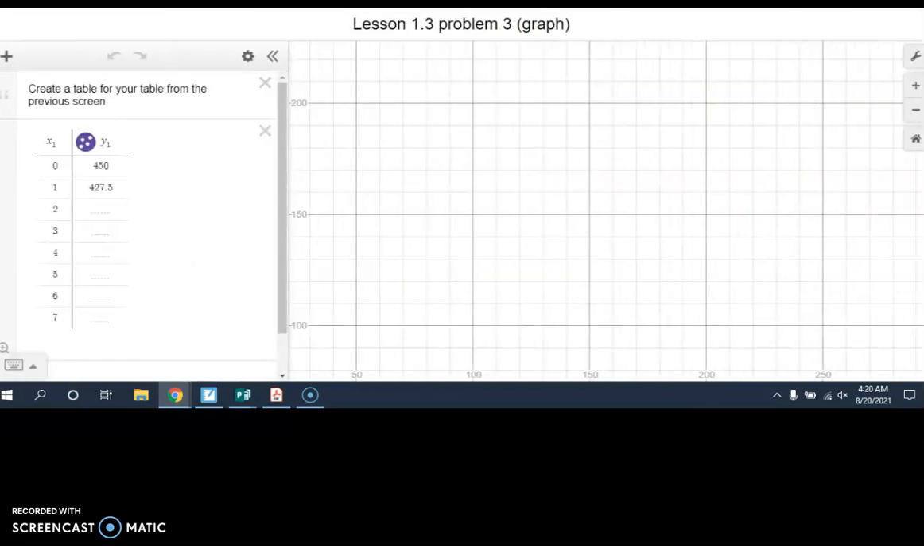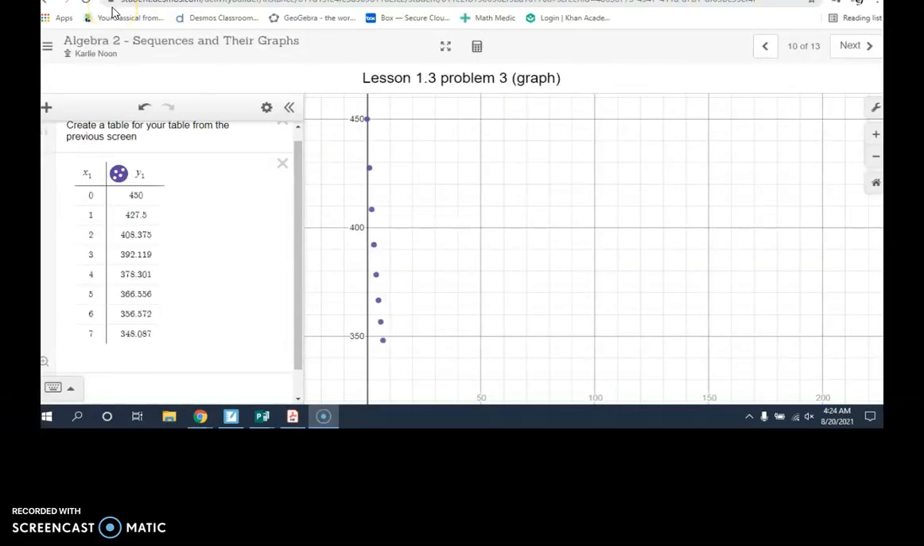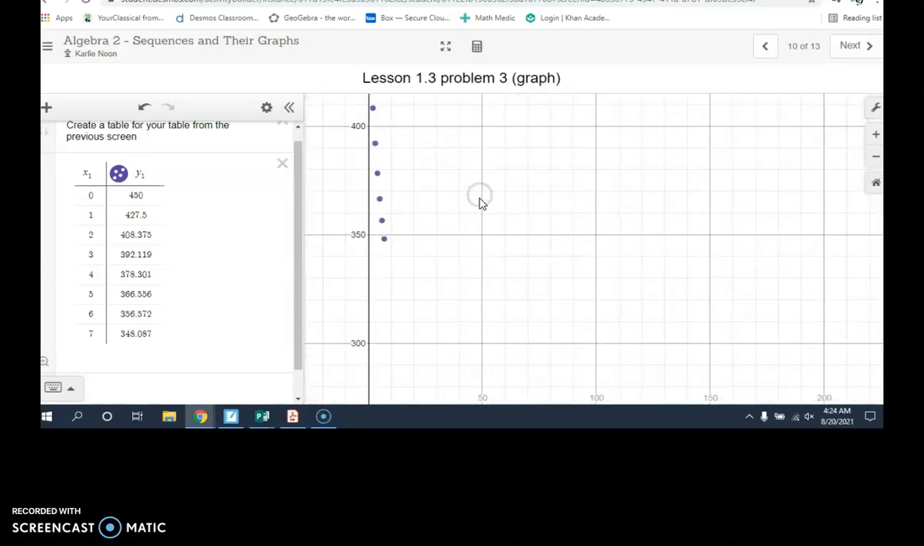So the next page is asking you to graph those points. I'm going to go ahead and put in the answers, and then I'll come back and we'll talk about the graph. If you look at the completed table, we ended up with 348.087 at day 7. The graph is curved, and if you look at the distance between the points, they're getting closer and closer together. And the question on the next screen is, where do you think this graph is going to level off?